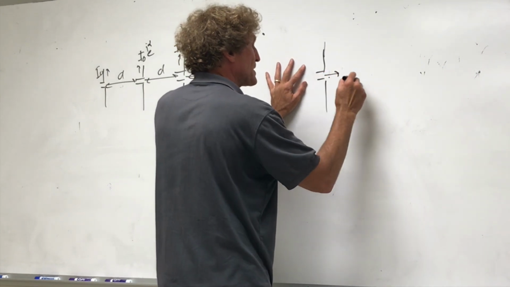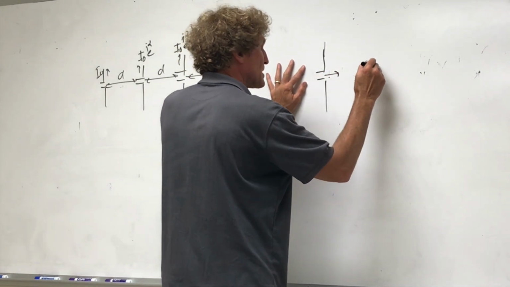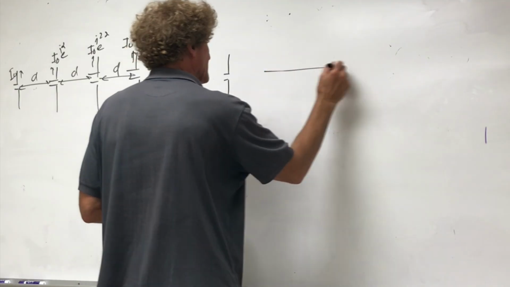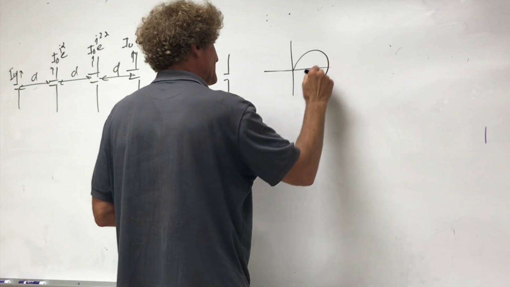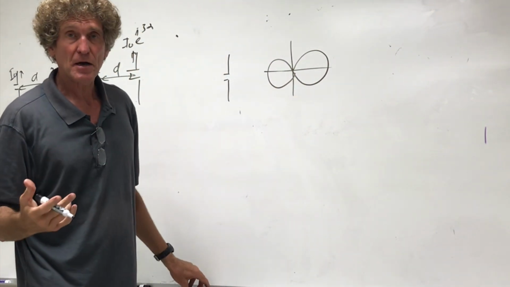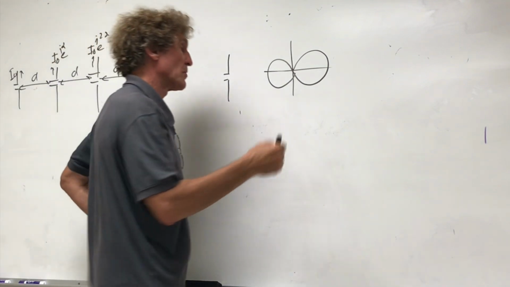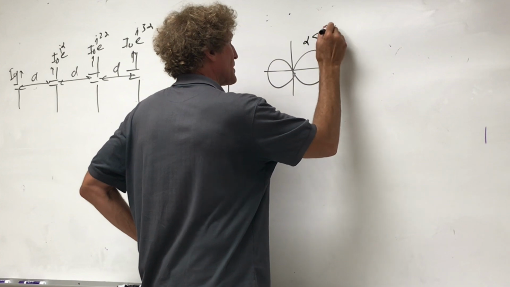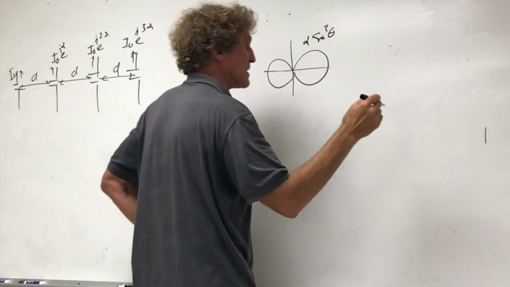So the pattern for this obviously looks like this. If you have a short dipole antenna, and this is the horizontal axis, you basically get a figure-8 pattern, right? Now I'm talking about the gain, or the directivity. And this would be proportional to the sine squared of the angle theta.